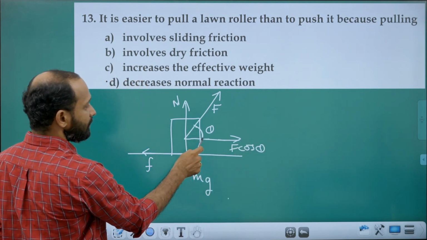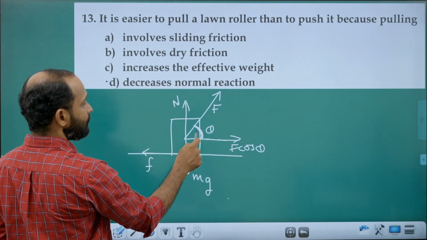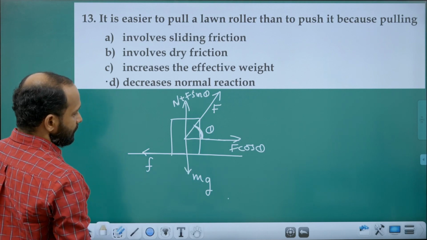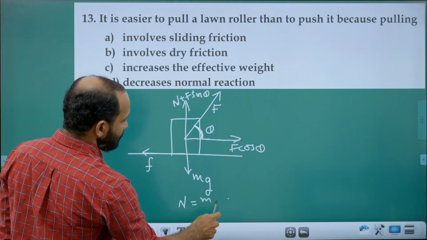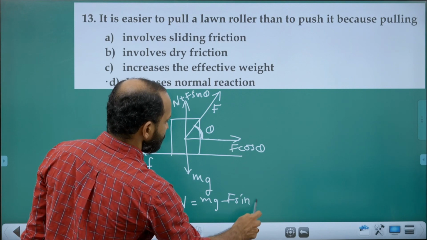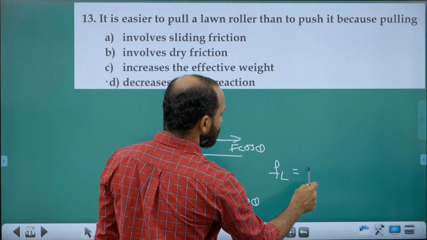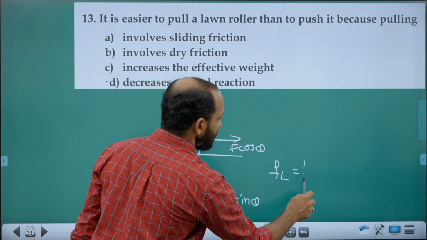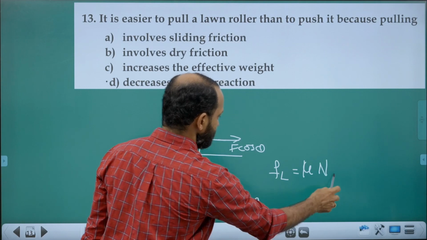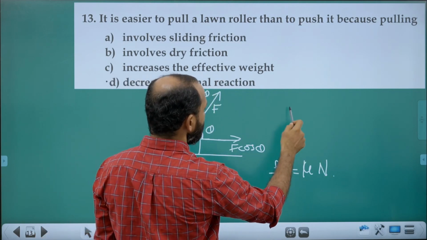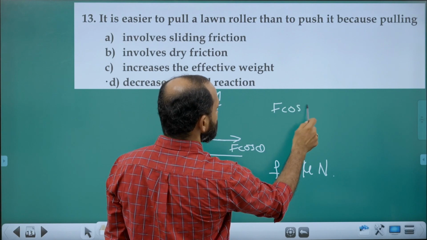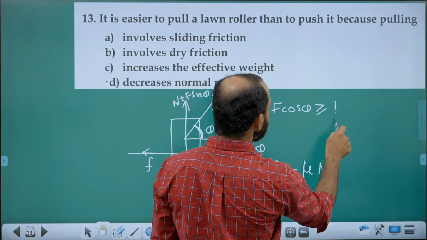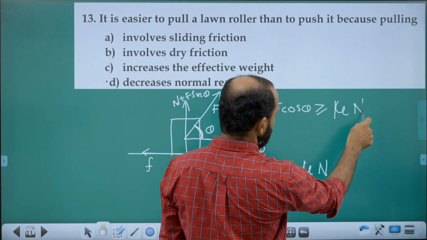If it makes an angle theta with the horizontal, then here one more force component F sin theta. Now it is clear the normal force is mg minus F sin theta. Now the limiting friction, what is limiting friction? Limiting friction is mu times normal reaction. So the condition for just making it move is F cos theta, the applied force, must be greater than or equal to limiting friction, that is mu times normal reaction.